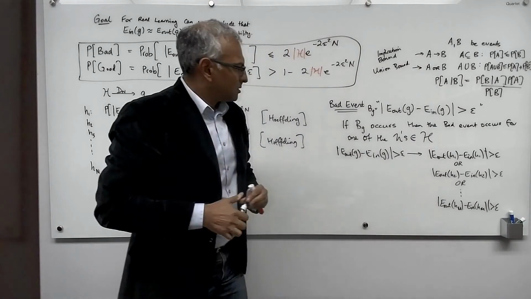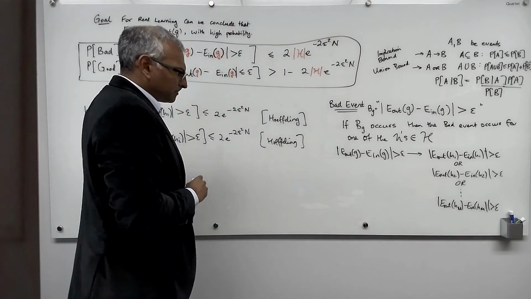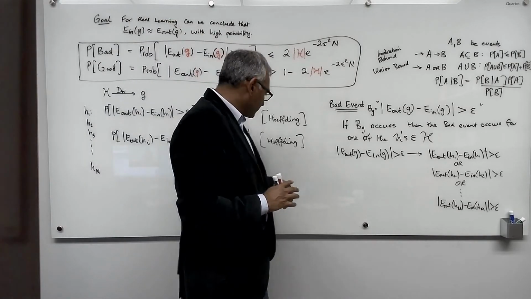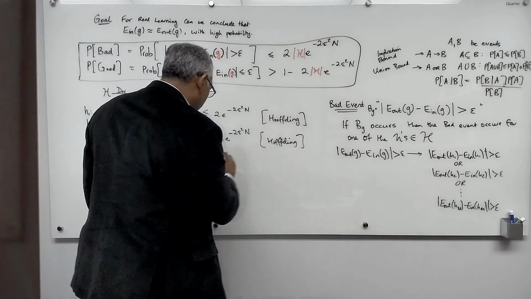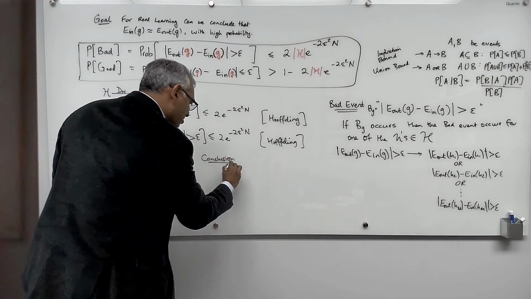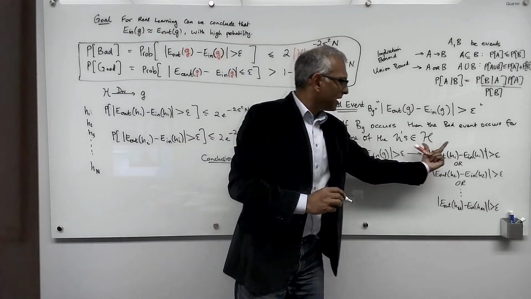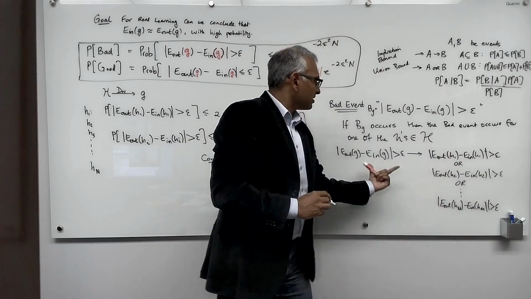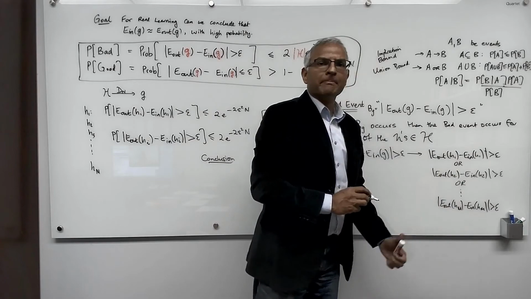Okay. So, what can we conclude? The conclusion. And now I'm going to use the union bound. Since this event implies this massive OR, it must be that the probability of this event is at most the probability of this massive OR.